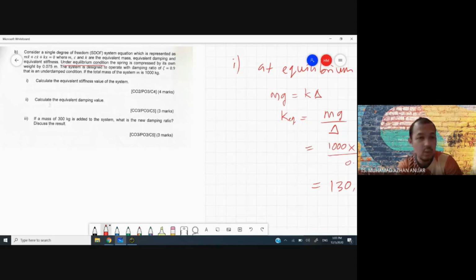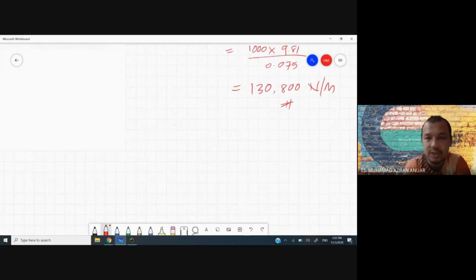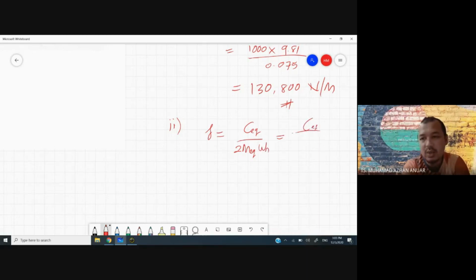Okay. Question 2, calculate the equivalent damping value. So for question 2, this is quite straightforward. So we know that the damping ratio equation is equal to C equivalent divided by 2 M equivalent omega N, or we can use C equivalent divided by 2 times the square root of K equivalent times M equivalent.